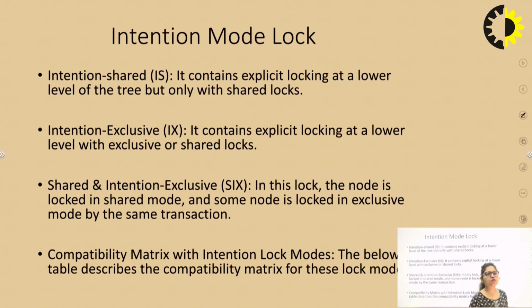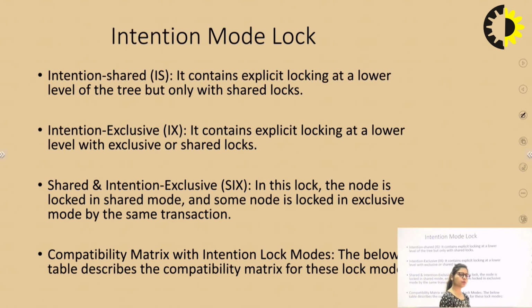The next one is intention mode lock. Basically, intention shared contains explicit locking at a lower level of the tree, but with only shared locks. Intention exclusive contains explicit locking at a lower level with exclusive or shared locks. The third one is shared and intention exclusive. In this lock, the node is locked in shared mode and some node is locked in exclusive mode by the same transaction. Basically, transaction T1 acquires a data item in shared mode like on A and in exclusive mode on B. Different transactions can perform in both the modes.